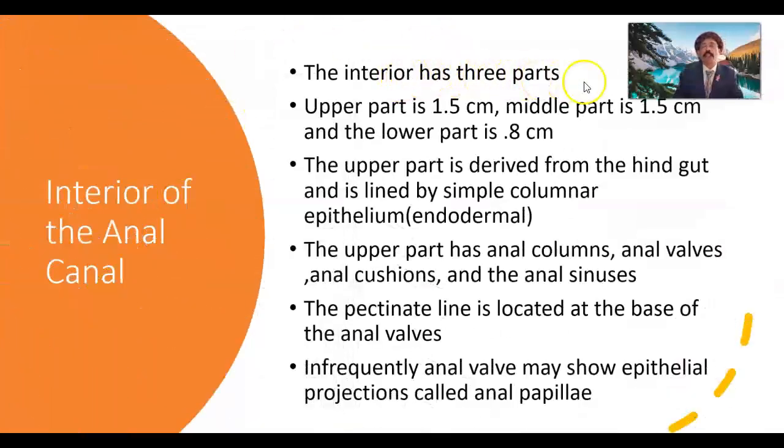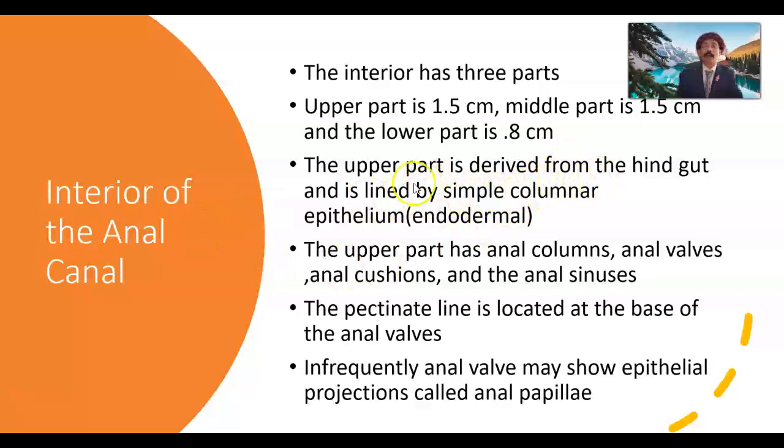The interior of the anal canal has three parts. Upper part is 1.5 cm, middle part is 1.5 cm, lower part is 0.8 cm. Again, we have to know that the size of the anal canal varies from person to person, according to age, and from male to female, and it may be 2 cm to 5 cm.